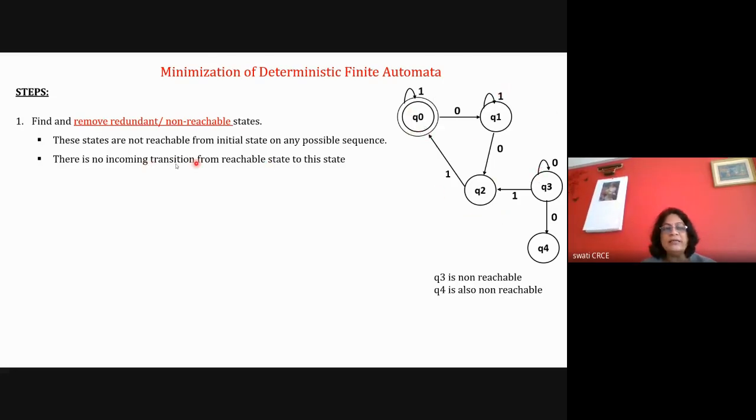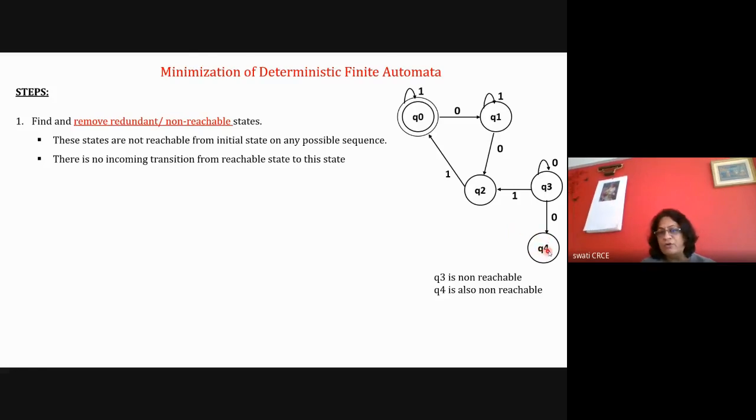So what we are saying here in the second statement is that there is no incoming transition to this non-reachable state from the reachable state. So from Q0 to Q3 there is no transition. From Q1 to Q3 there is no transition. From Q2 to Q3 there is no transition. Even for Q4 there is no transition from Q0, Q1, Q2. All these three states are reachable. So this non-reachable state doesn't have any incoming transition from a reachable state.